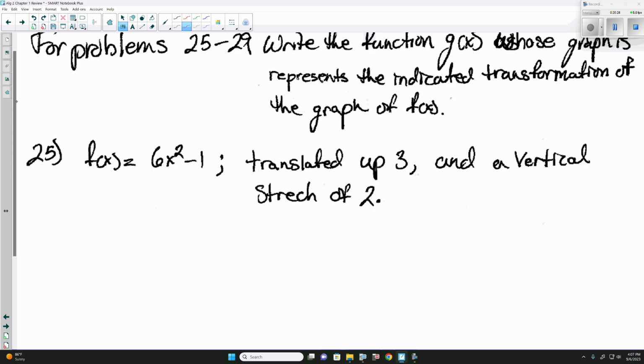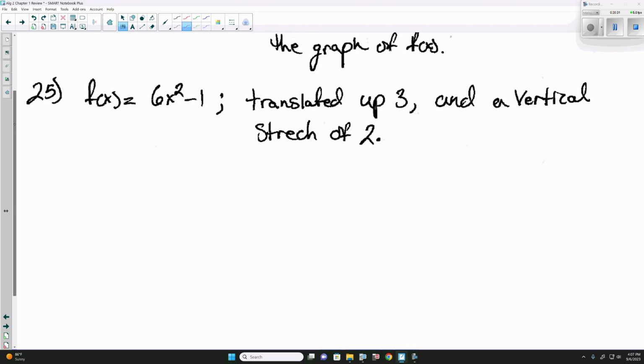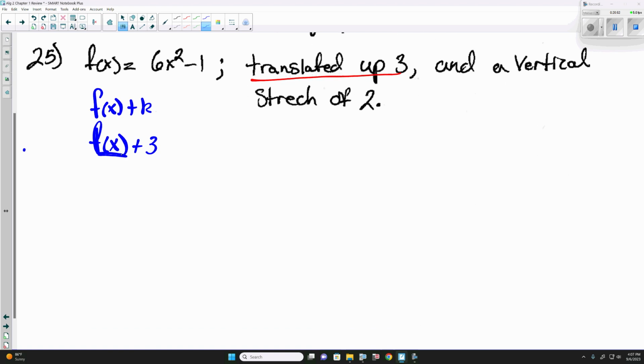So when we look at this first one here, translated up 3 and a vertical stretch of 2. So the first one, if we have multiple, we do the translation up 3. So for up 3, we're talking about f of x plus k. And for us here, our k is 3, and since it's up, it will be positive. Now, since we still have f of x, we're just going to replace it with its function, 6x squared minus 1. We didn't do anything to the x inside the parentheses, it's still just x. So we just replace it, and we have plus 3.